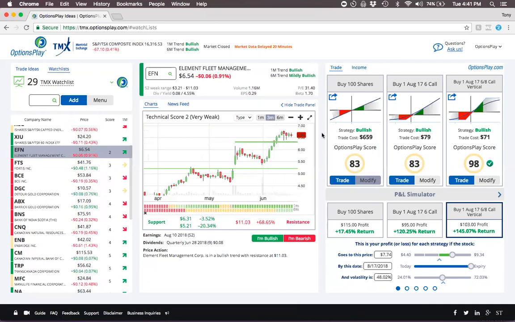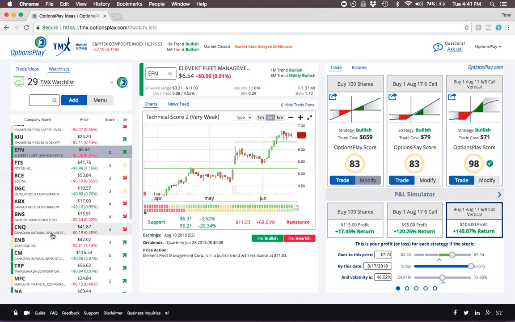But this allows you to quickly type in any stock and within a few seconds know exactly, is this a strong bullish stock or strong bearish stock? Or is this a stock that's kind of in between or starting to turn around, either bearish or bullish? It allows you to very, very quickly take a look at that.